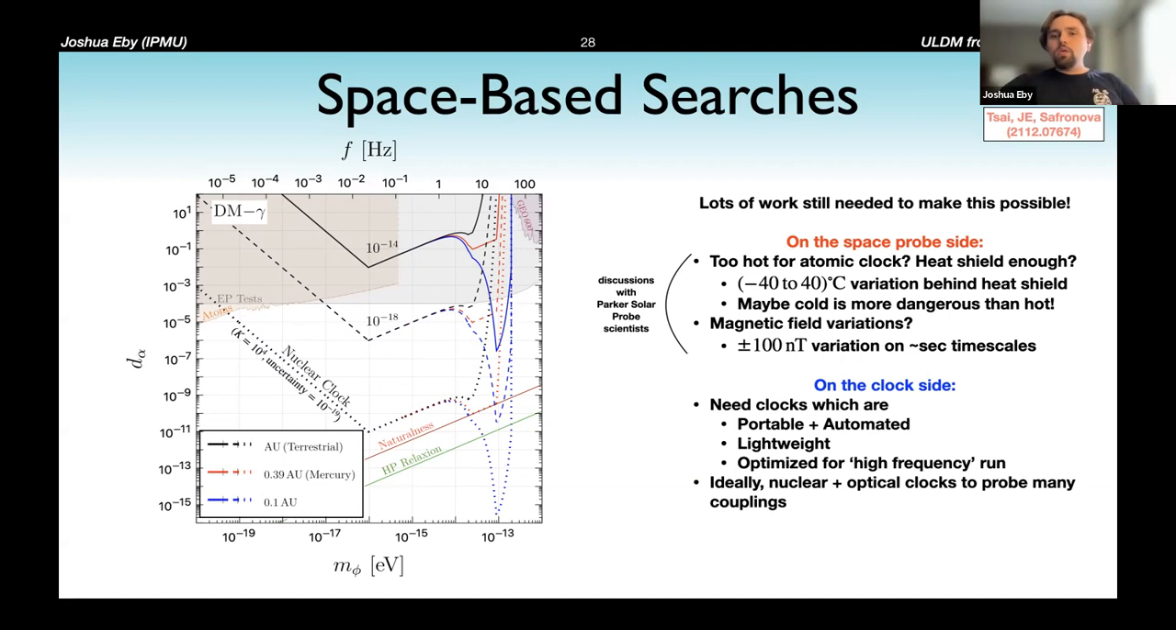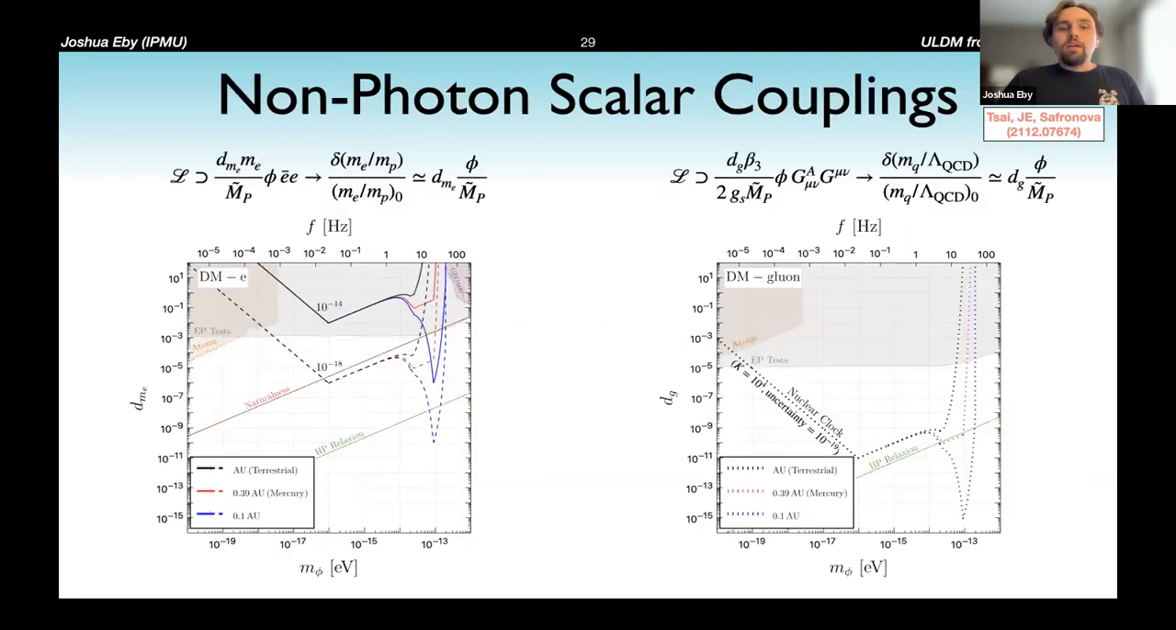And on the clock side, we would need portable and automated clocks because you can't always communicate with the clock when it's on the other side of the sun, for example. It needs to be lightweight to be on a probe. And it would have to be optimized for this high frequency run. And in our dreams, we would love to send multiple clocks to measure different couplings, because different clock technologies are sensitive to different kinds of couplings.